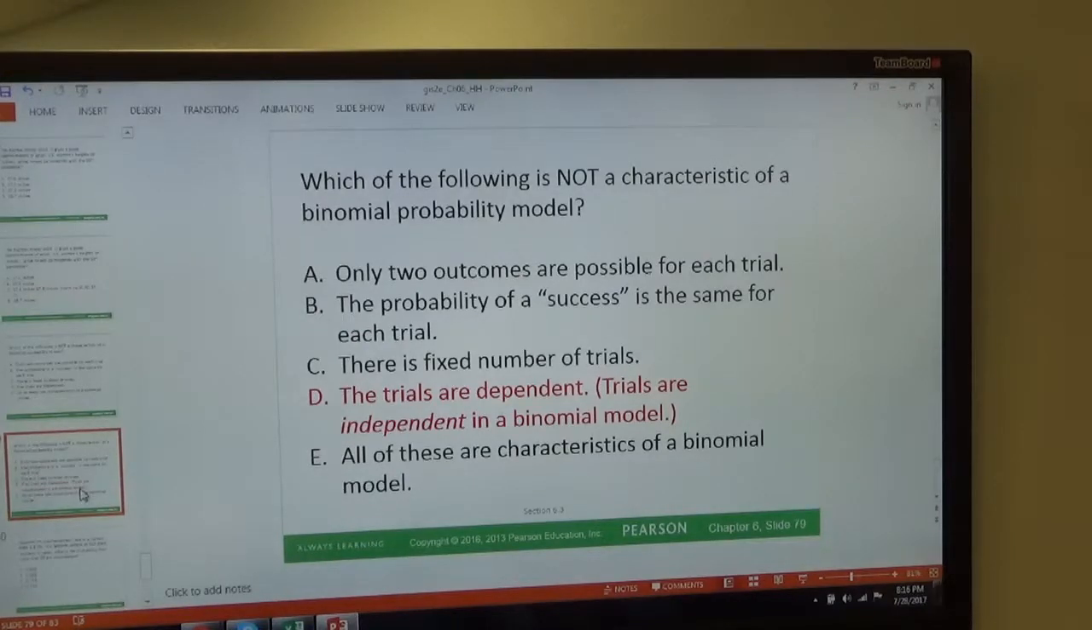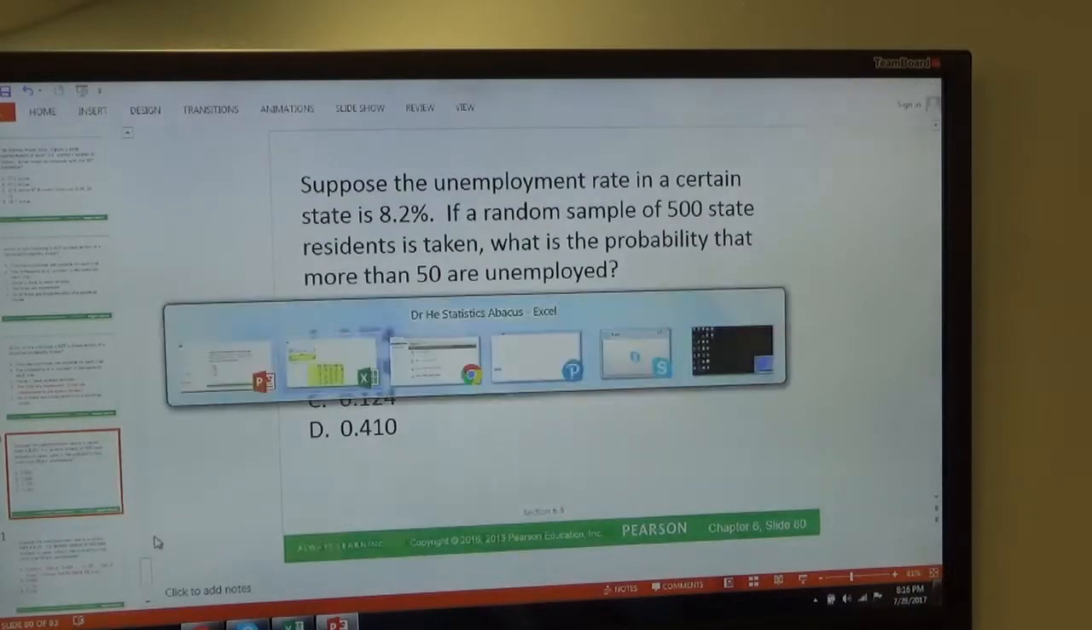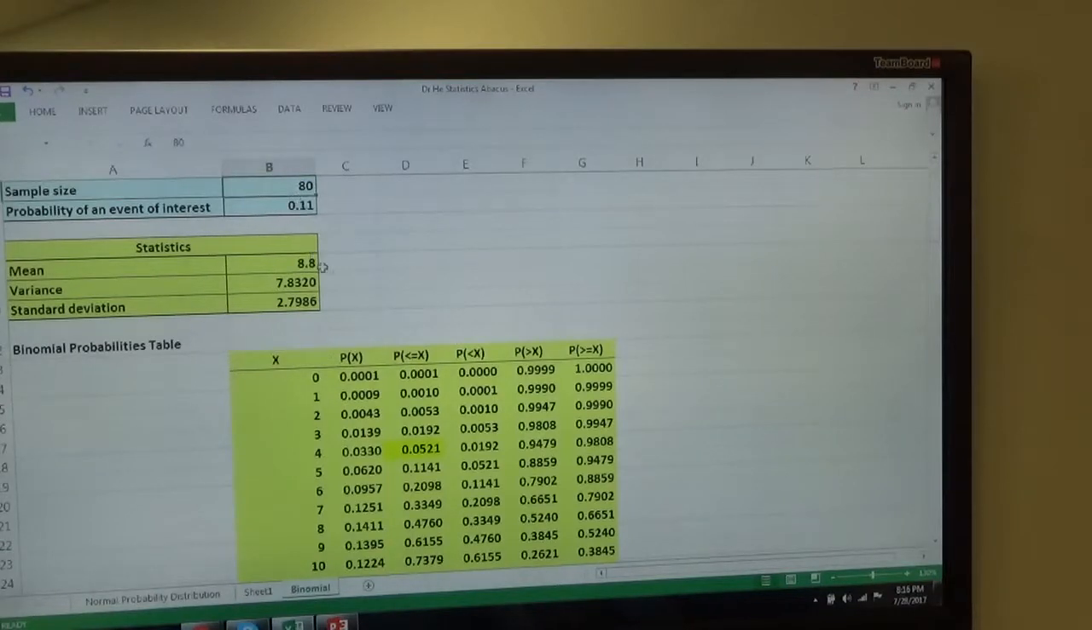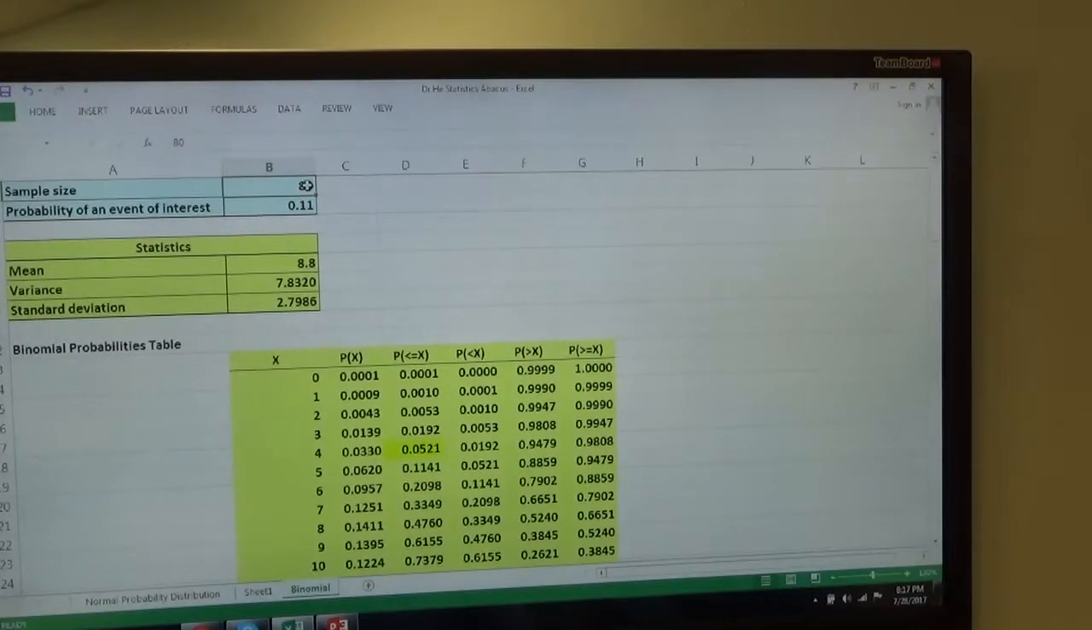That's true. More than 50. A random sample of 500. So let's try 500, 80.2%. What's the probability of more than 50? No, 50 is fine. 500. And what's the 80.2%? 0.082, am I right? Yeah.